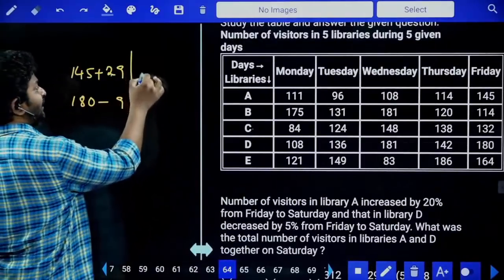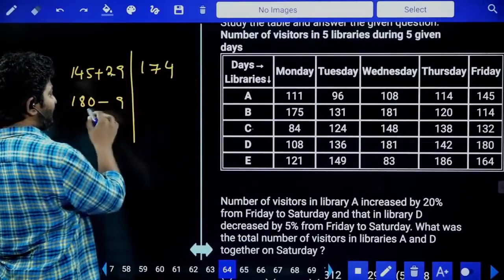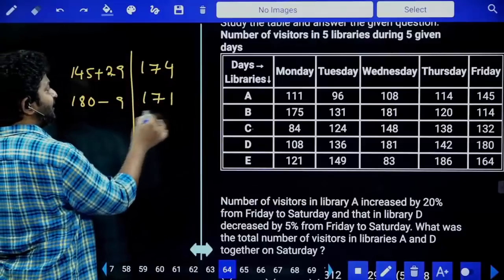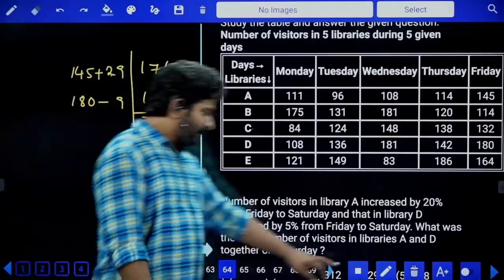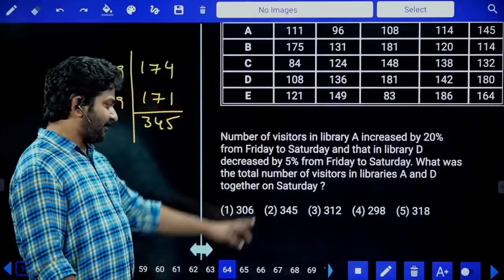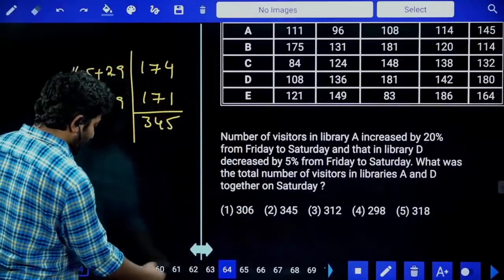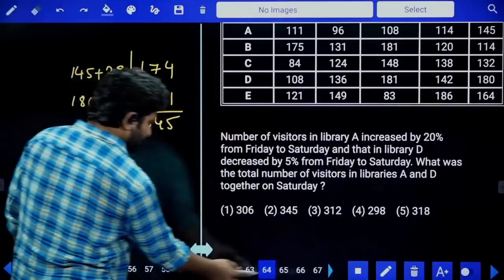145 plus 29, that is equal to 174, and this is 171. The sum of both the numbers is equal to 345. 345 is our final answer, which is the first option. So now we are left with, no, there is one more question.